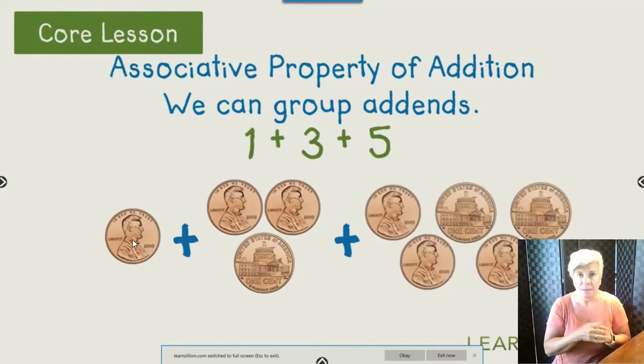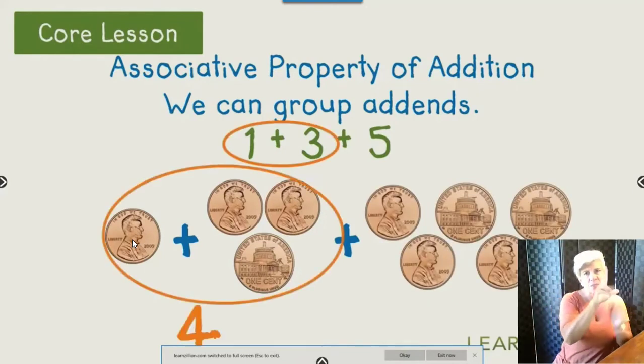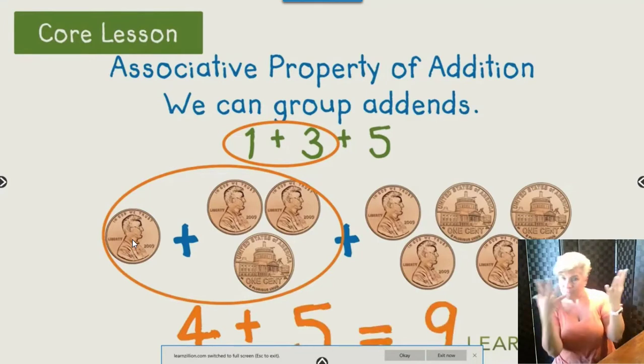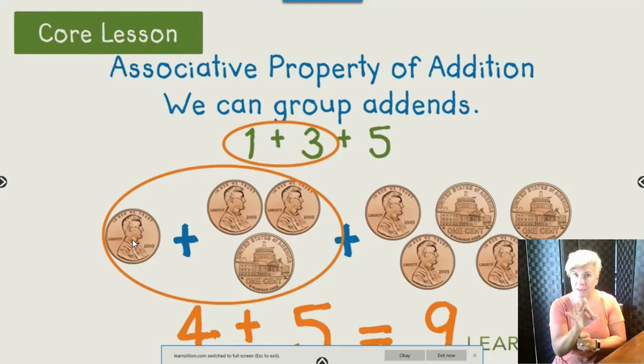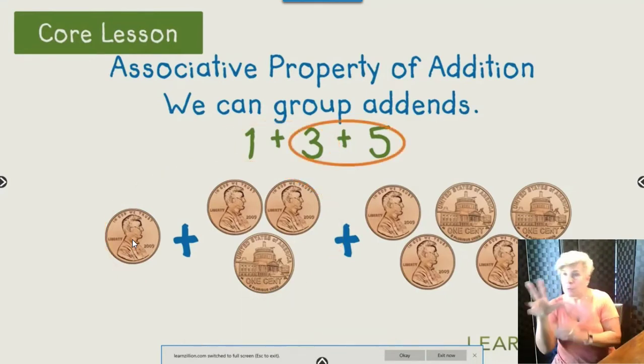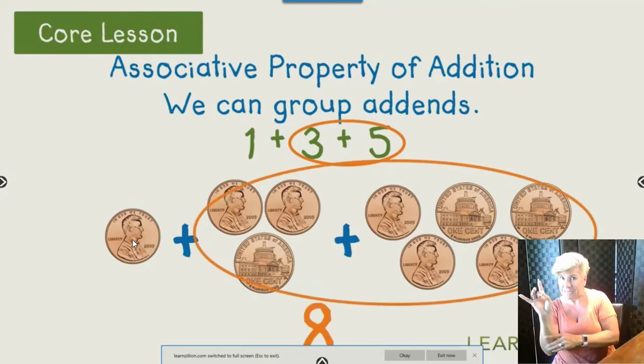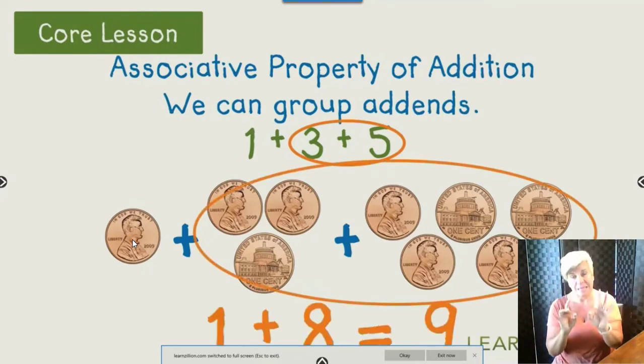We could group 1 plus 3, which is 4, add 5 more, and get 9 pennies. Or we could group 3 plus 5, which is 8, add 1 more, and we still have 9 pennies. No matter which way we group the numbers we're adding, we get the same sum.